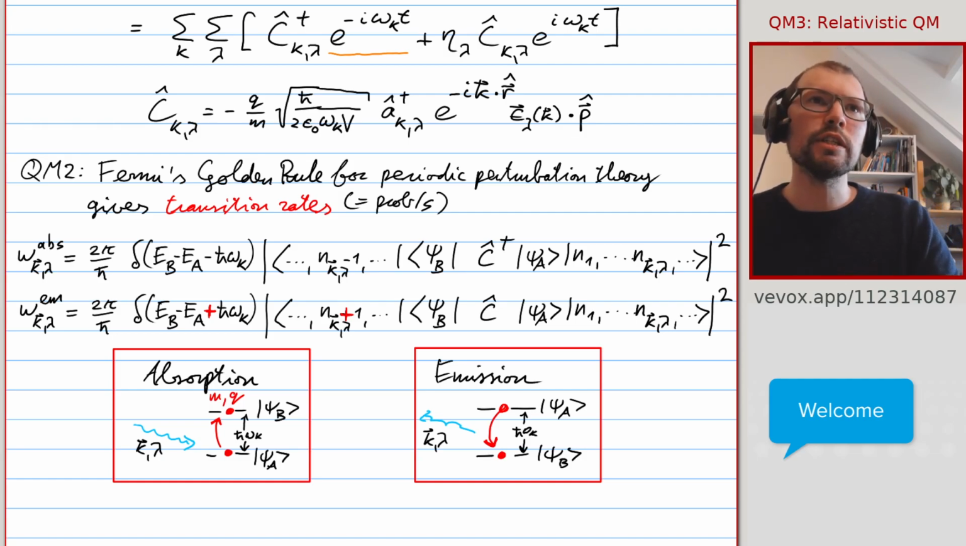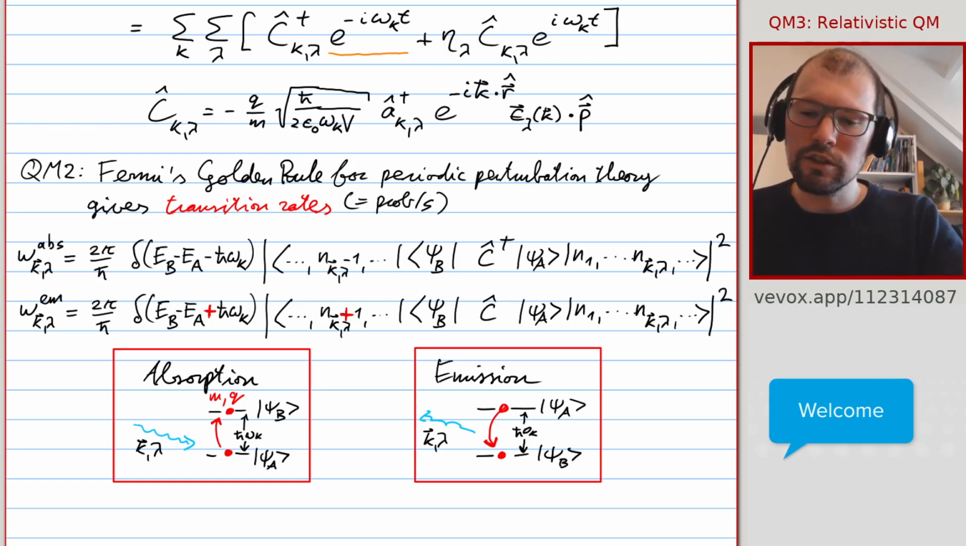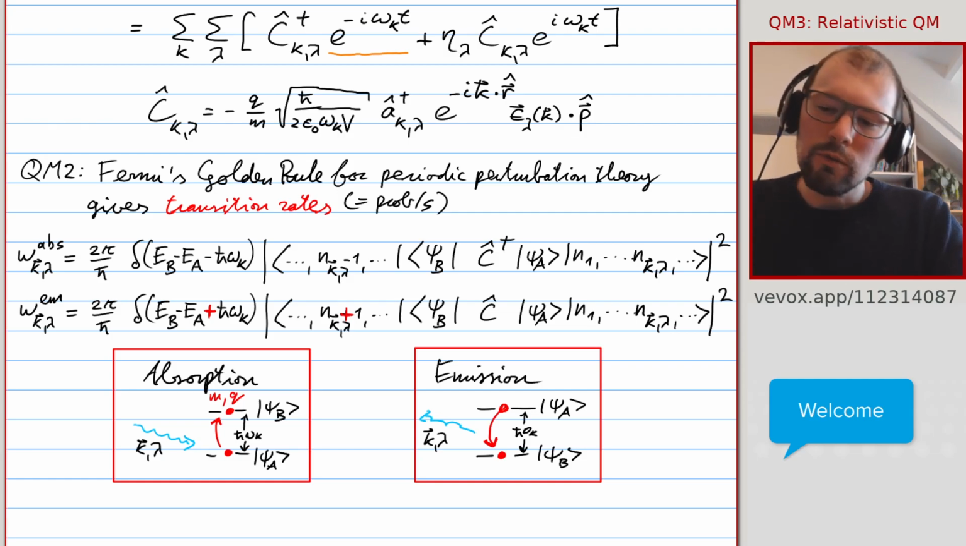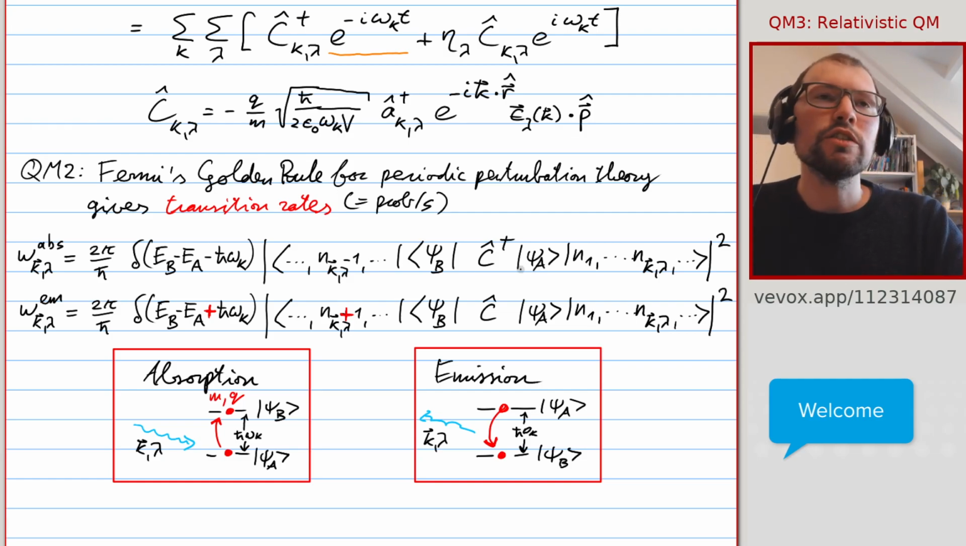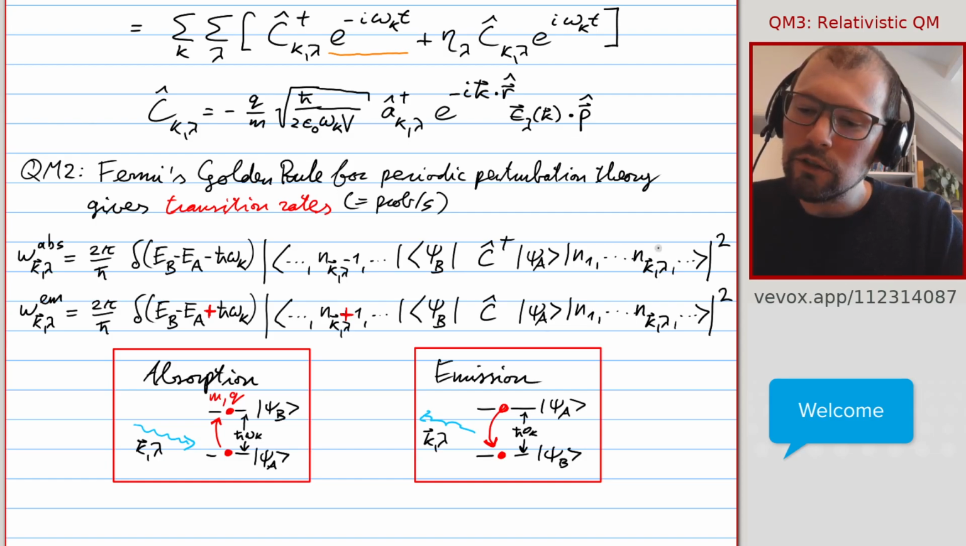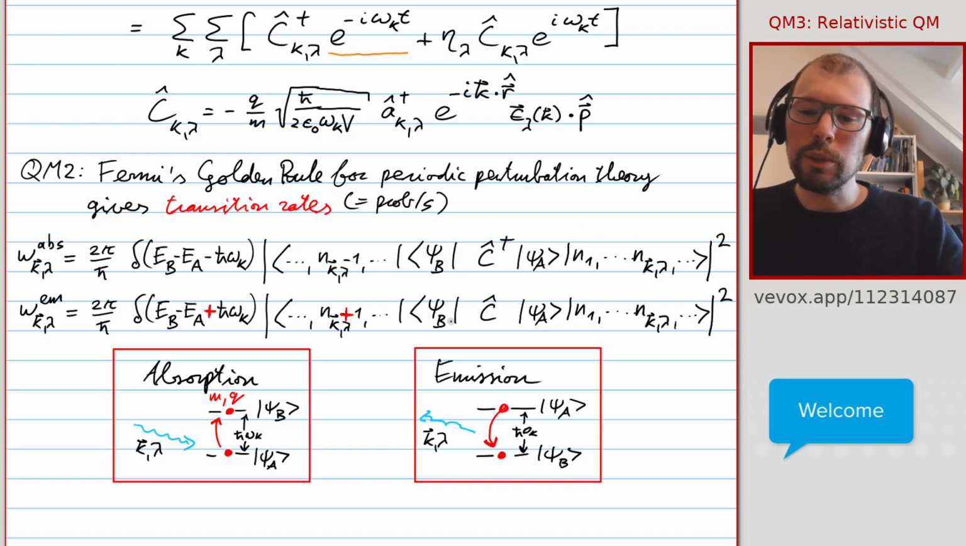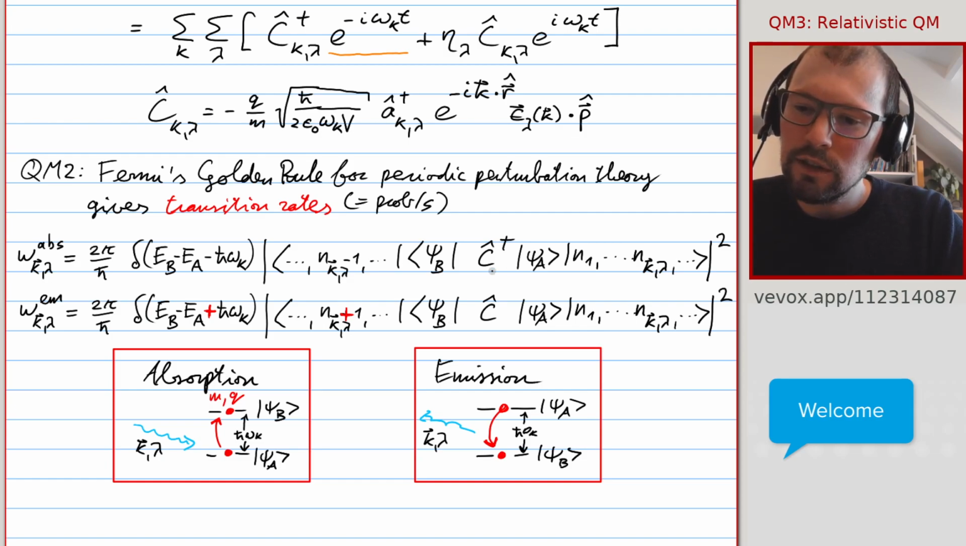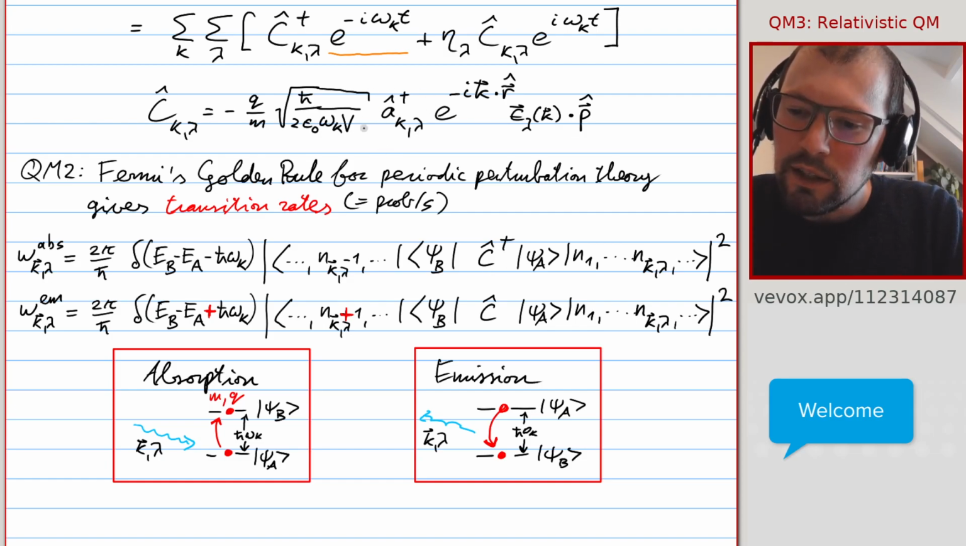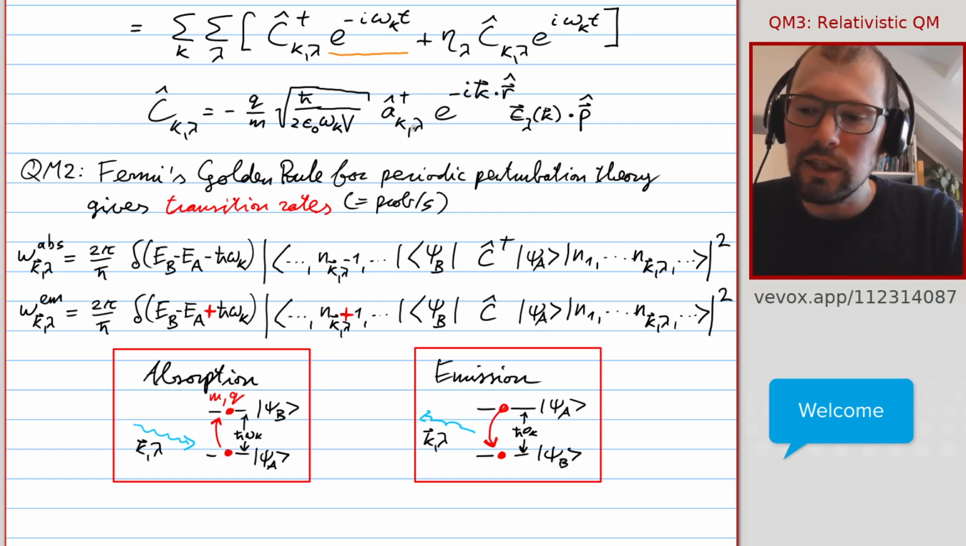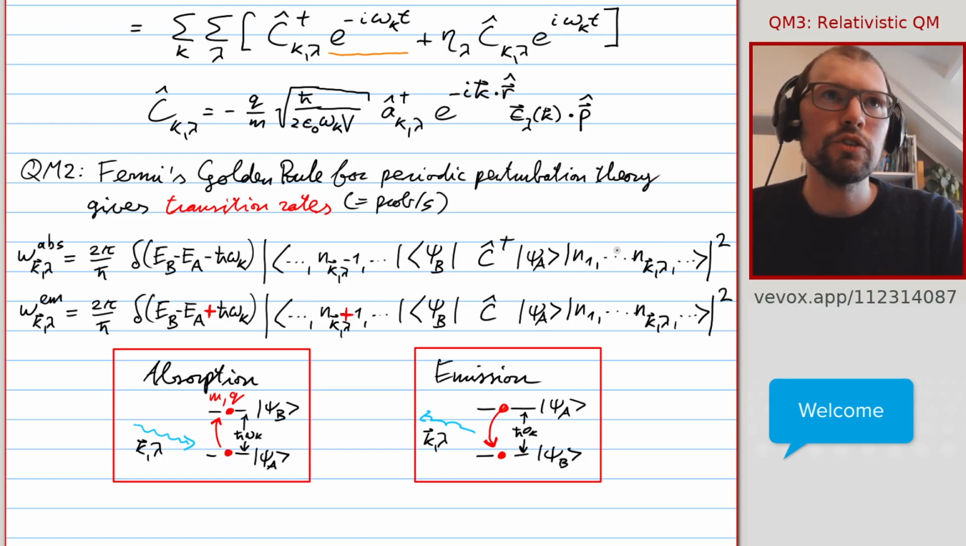So to know explicitly what the rates of absorption and emission are, one would of course have to insert some explicit energy eigenstates for this one particle. But now we can already see what the dependence of this emission and absorption is on the electromagnetic field, because that is completely contained in these operators A and A dagger acting on the electromagnetic part of the state.